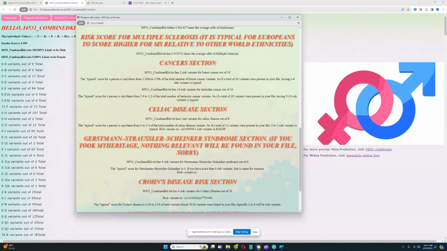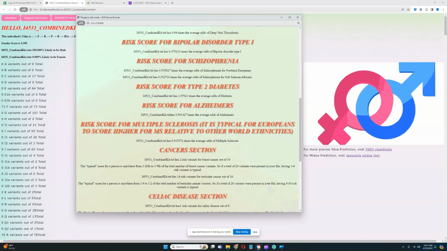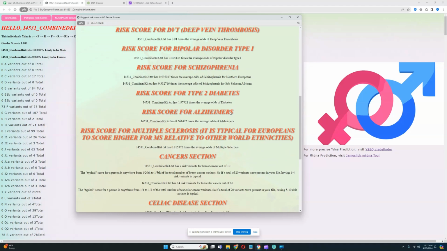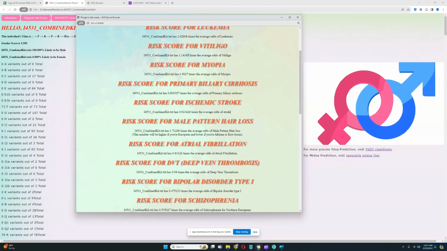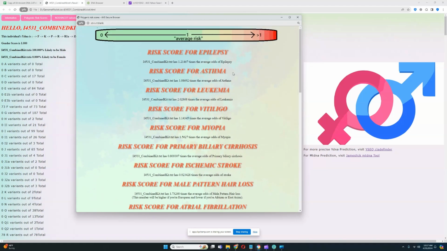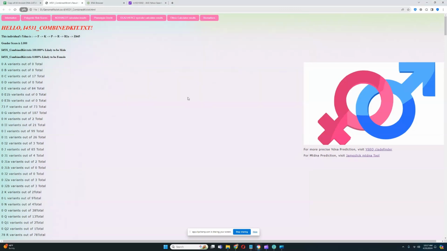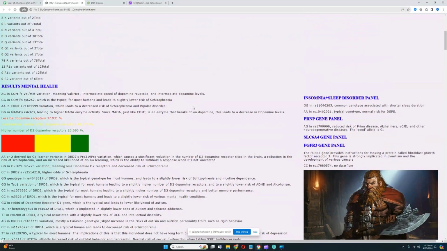Risk score for Crohn's. I think it was also for Alzheimer's, for diabetes, and for leukemia. That's what they have to watch out for. So when it comes to COMT and MAOA, the warrior genes, it looks like they have a warrior genotype in MAOA and an intermediate genotype in COMT. Overall, they're probably more warrior.